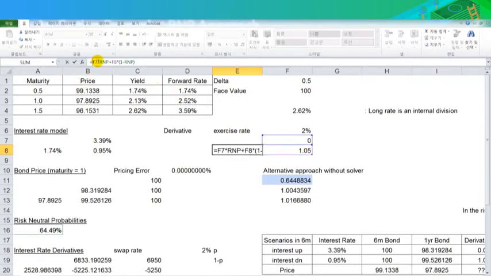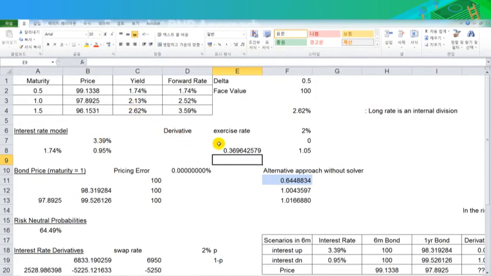So discount it: exponential minus this one multiplied by 6 months, so it is 0.5. Done. So this is our answer. The value of this contract, which pays either 0 or $1.05, is about 0.37 today.